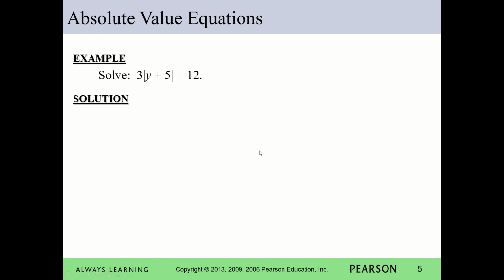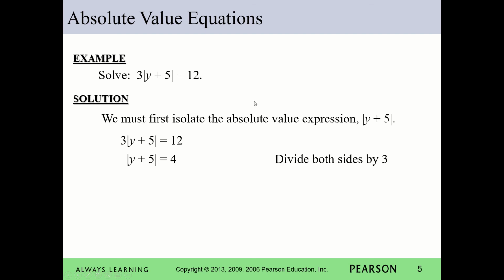So let's look at this one here. If you ever have to solve an absolute value equation, the easiest way to do it is to pretend that these are parentheses. Okay, we can't break them up until we clean up everything around it. So the first thing I want to do in this case, 3, the absolute value of y plus 5 equals 12. I want to get rid of this 3. So I'm going to divide both sides by 3. And now I have this absolute value of y plus 5 equals 4.